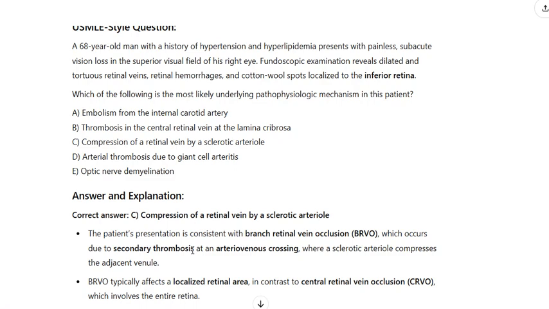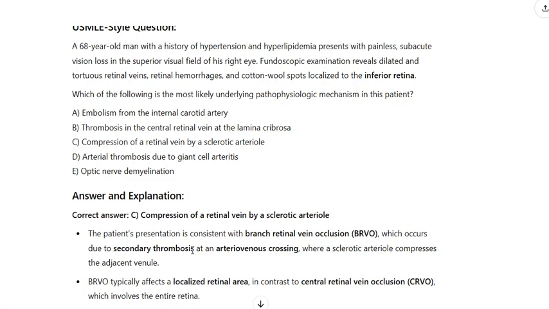A. Embolism from the internal carotid artery. B. Thrombosis in the central retinal vein at the lamina cribrosa. C. Compression of a retinal vein by a sclerotic arteriole. D. Arterial thrombosis due to giant cell arteritis. E. Optic nerve demyelination. Answer and explanation.